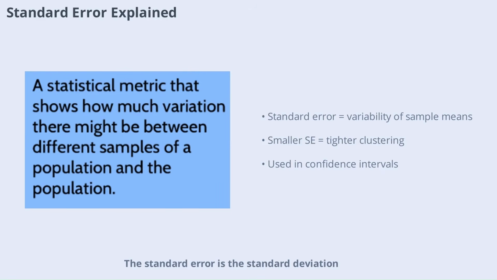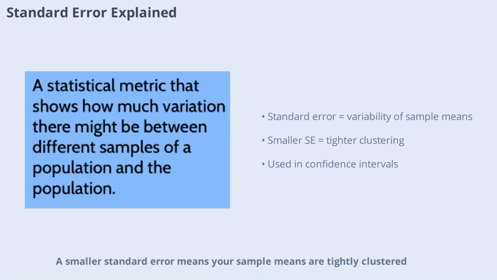Standard error is the standard deviation of the sampling distribution of the sample mean. It tells you how much the sample means are expected to vary from the true population mean. A smaller standard error means your sample means are tightly clustered, while a larger standard error indicates more variability. This concept is fundamental for constructing confidence intervals and conducting hypothesis tests.